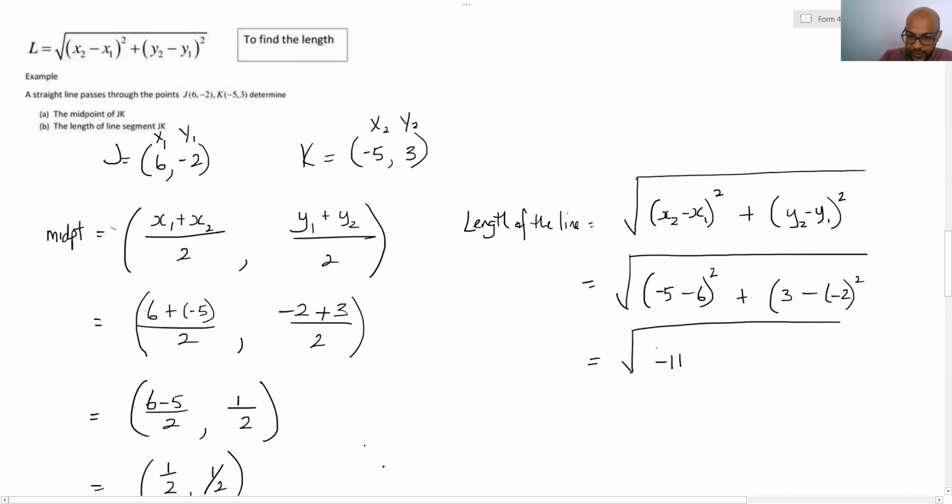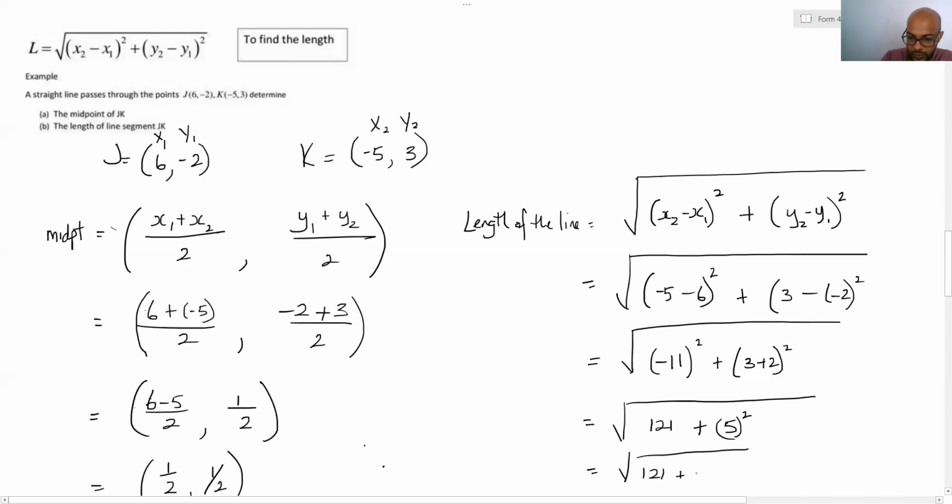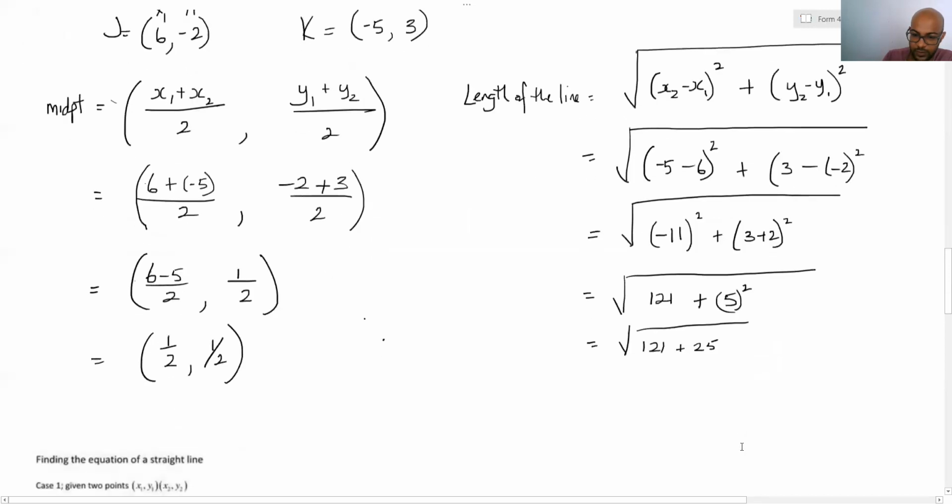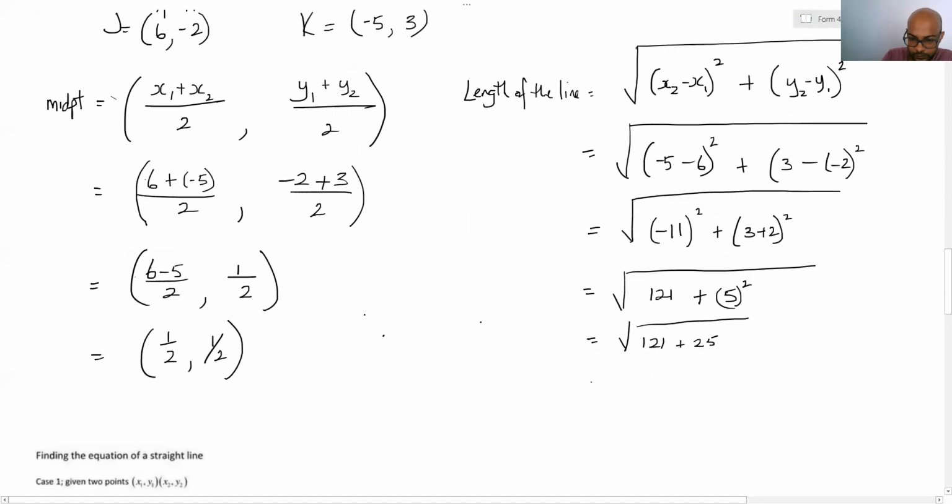Right, -11 here, all squared. We're going to get here 3 plus 2. Always do your brackets first. 121 plus 5 squared. 121 plus 25. So 146.